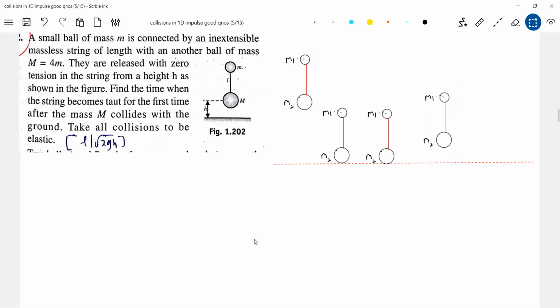I'm trying to show the sequence. So both are released from rest. Both are released from rest. So they are at some height, and let this be L. When they approach here, both will have velocity u1 and u2. They're going to have a speed.